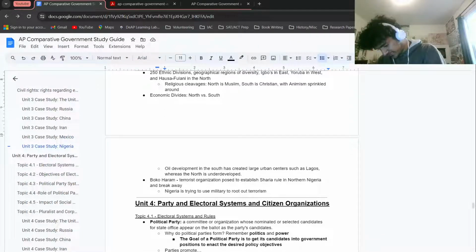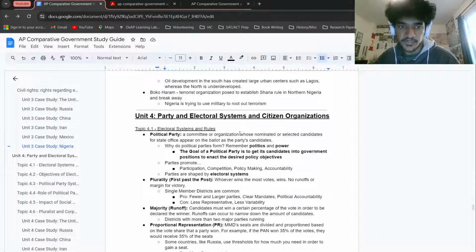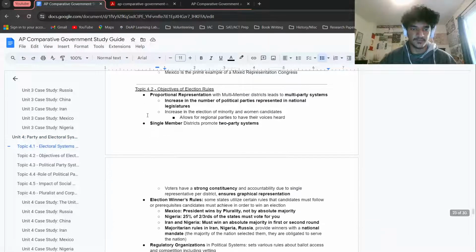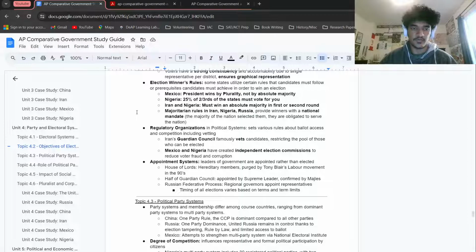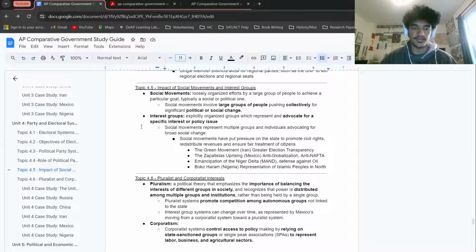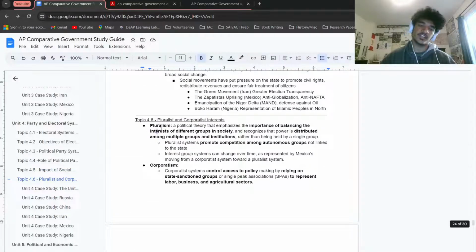And last but not least, Unit 4. We're going to be going over the CED for Unit 5, so don't even worry about Unit 5. Arguably, it's not too important. It is weighted a lot on the CED, but for now, we're just going to skim through this. We've already talked about all this stuff. Interest groups, pluralism, corporatism. Let's talk about pluralism, corporatism.